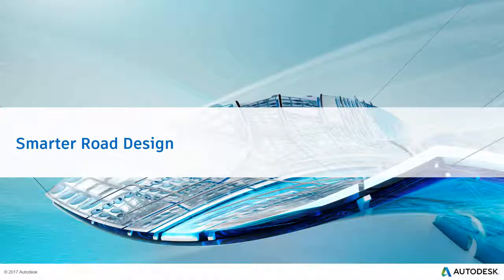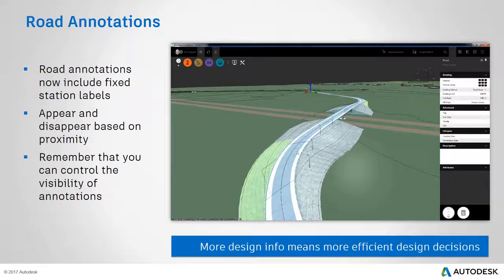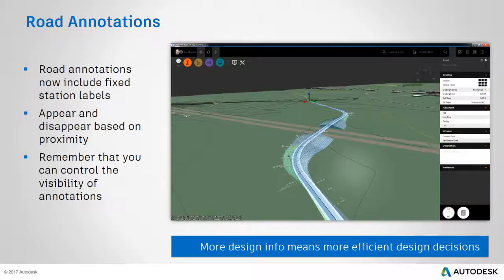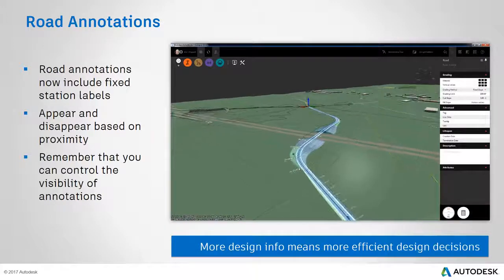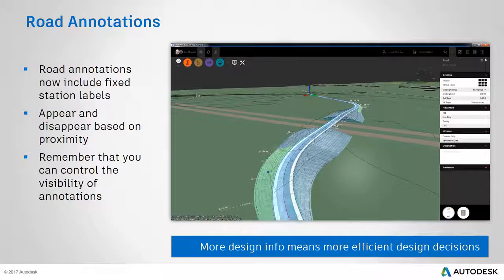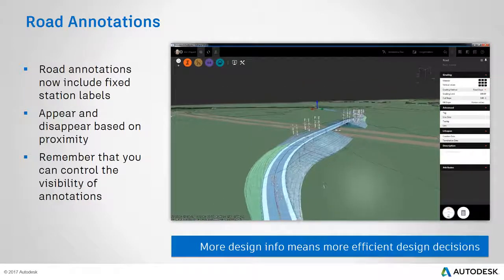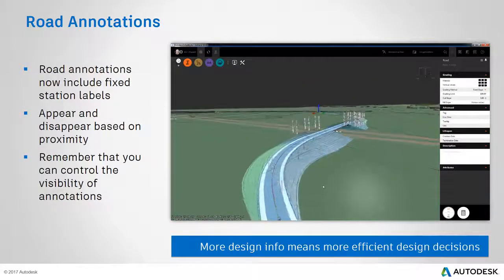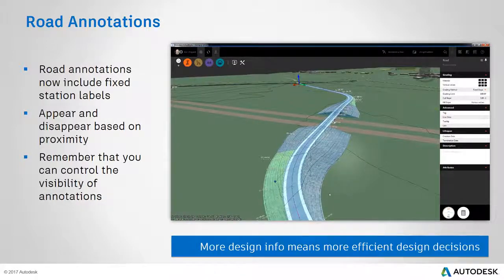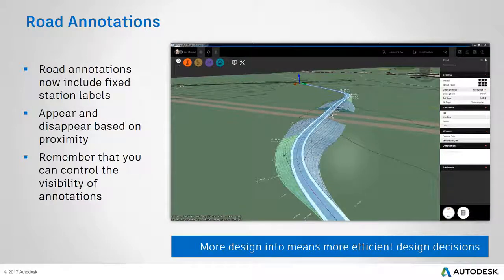Now let's take a look at how road design has gotten smarter in InfraWorks. Component road annotations in InfraWorks now include fixed station labels at even increments, as well as labels indicating the location of key geometric points. These labels are also controlled by how I'm viewing the model. As I zoom out, the fixed station labels begin to disappear, and as I zoom in, they reappear. Also, when I look at the road from an inclined angle, they disappear, whereas a more top-down view causes the fixed station labels to appear once again.